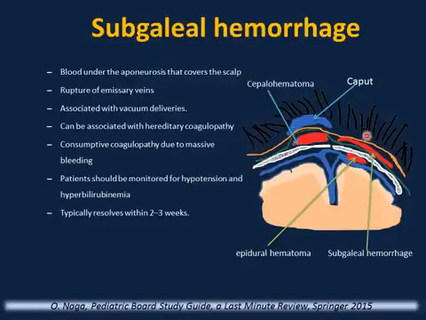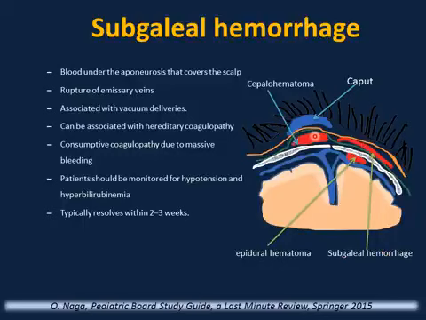Subgaleal hemorrhage is blood under the aponeurosis that covers the scalp. This yellow line here is the aponeurosis, blood under the aponeurosis, and above the periosteum is subgaleal hemorrhage. Let's review from outside in. If you have edema above the aponeurosis, it is well known as caput succedaneum. If you have blood under the aponeurosis and above the periosteum, it is well known as subgaleal hemorrhage.